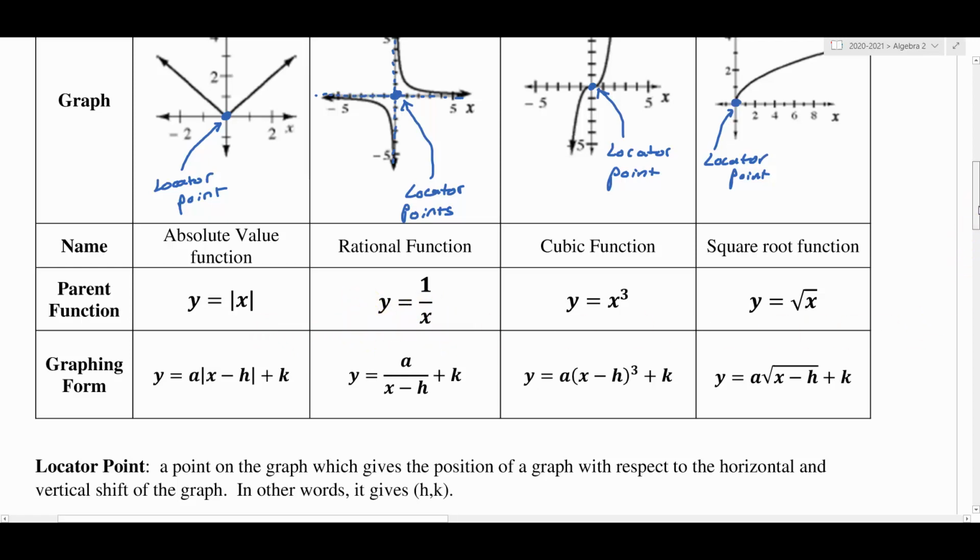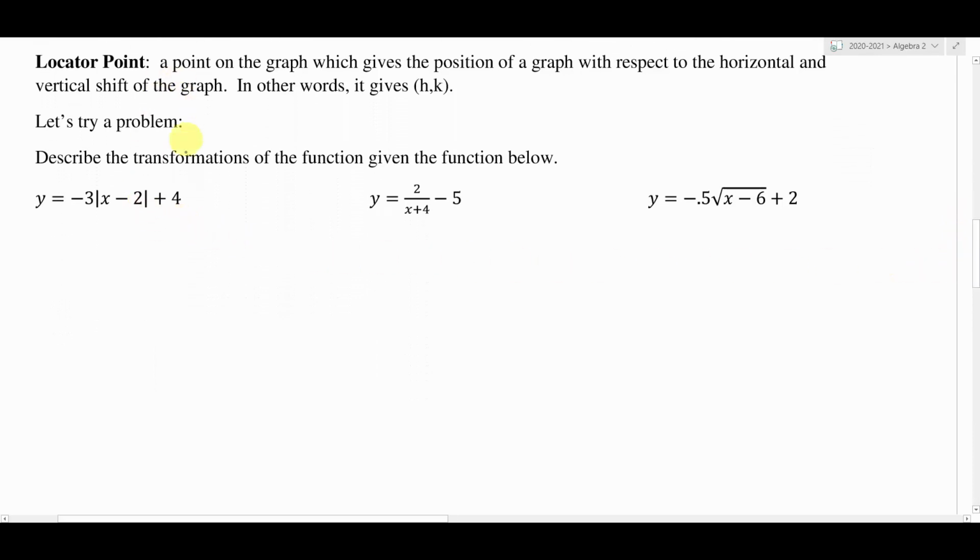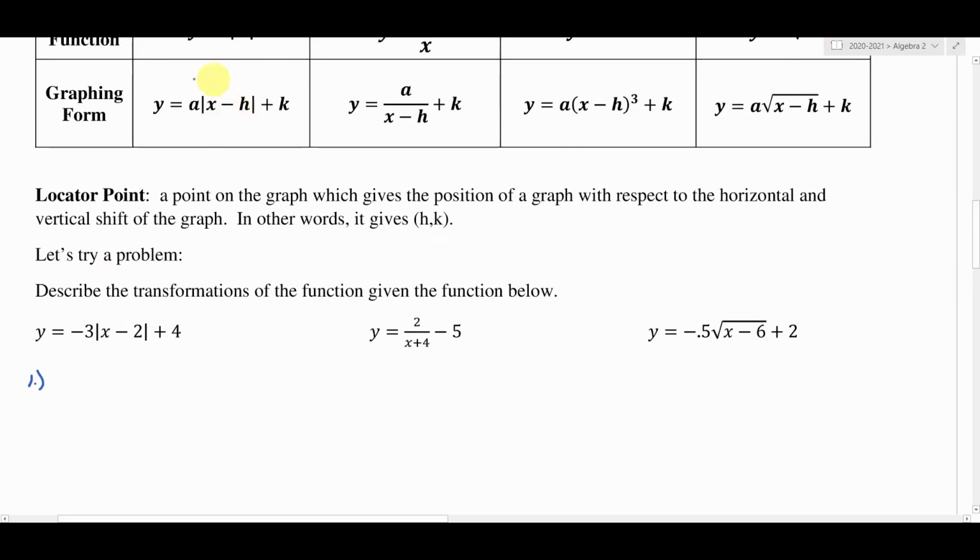All right, so let's take a look at some of the types of problems that we might do. Perhaps I might give you an equation like we see here, and I want you to describe the transformations that have occurred. If I were looking at this one, I would instantly be able to tell you this is an absolute value function because of the absolute value bars that we see in the function. And based on our table up here, if I'm looking at the graphing form of my absolute value function, I can see where my a, h, and k are located.